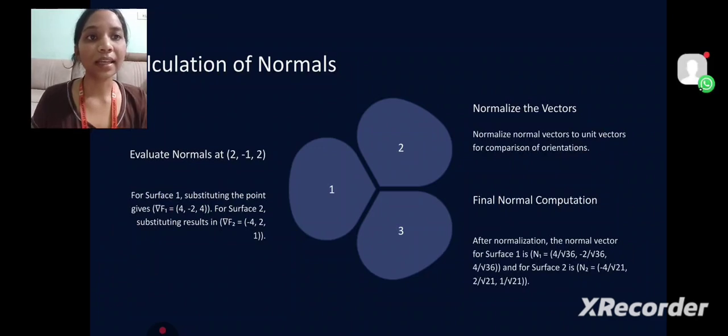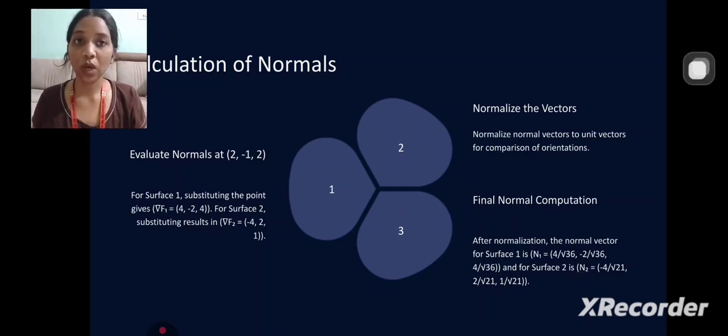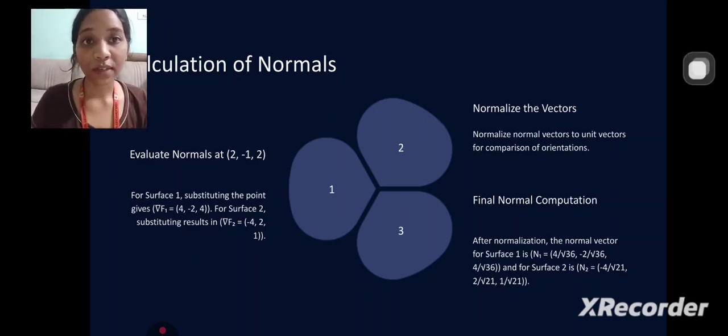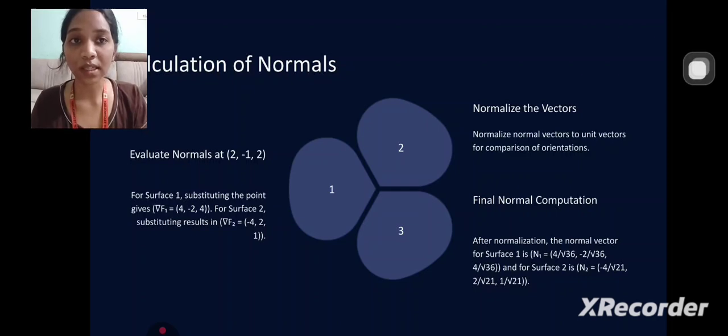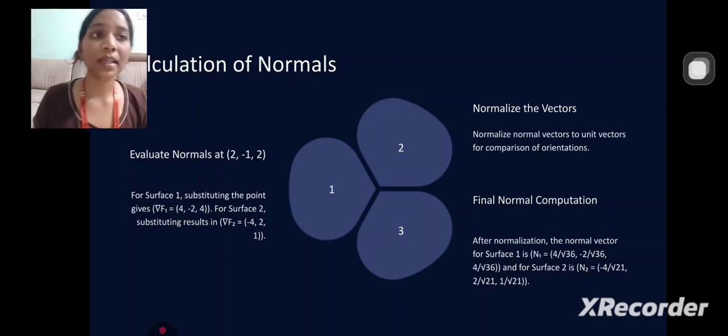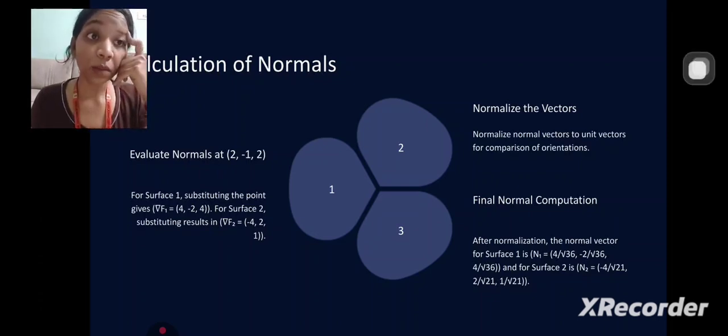Next, calculation of the normals. Evaluate normals at the point (2, -1, 2). For surface 1, substituting the point gives ∇f1 equals (4, -2, 4). For surface 2, substituting results in ∇f2 equals (-4, 2, 1). Normalize the vectors. Normalize the normal vectors to unit vectors for comparison of orientations.